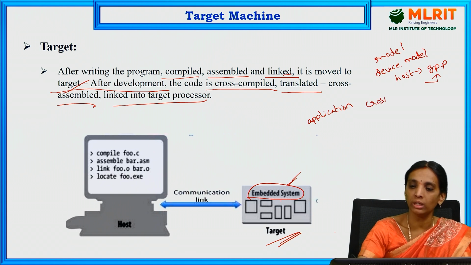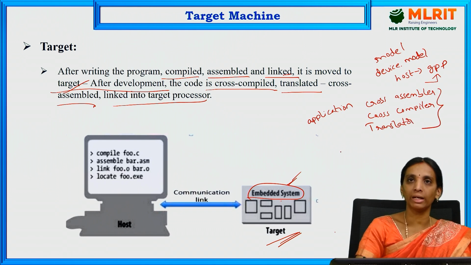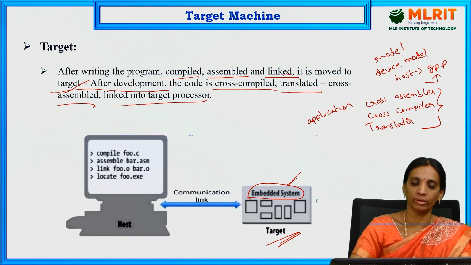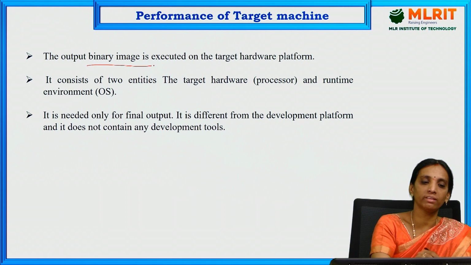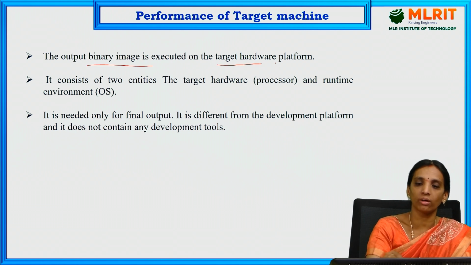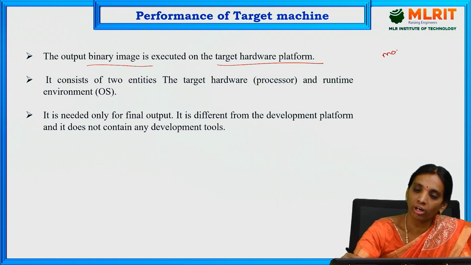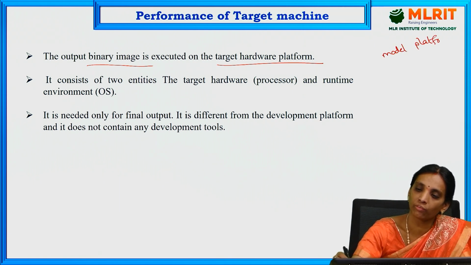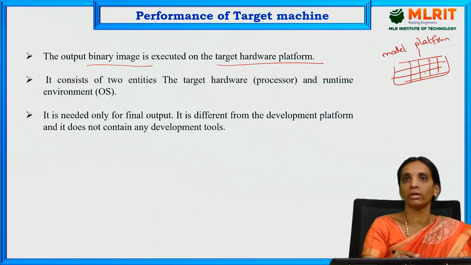Therefore we have to use the cross assembler, cross compiler and translator for the target machine to compile our programs which are used in the host machine. The output binary image which is developed by the host machine is executed on the target hardware platform. Here we have a target model platform for each embedded processor. On the target model board, on the development board, we need to execute our current application.